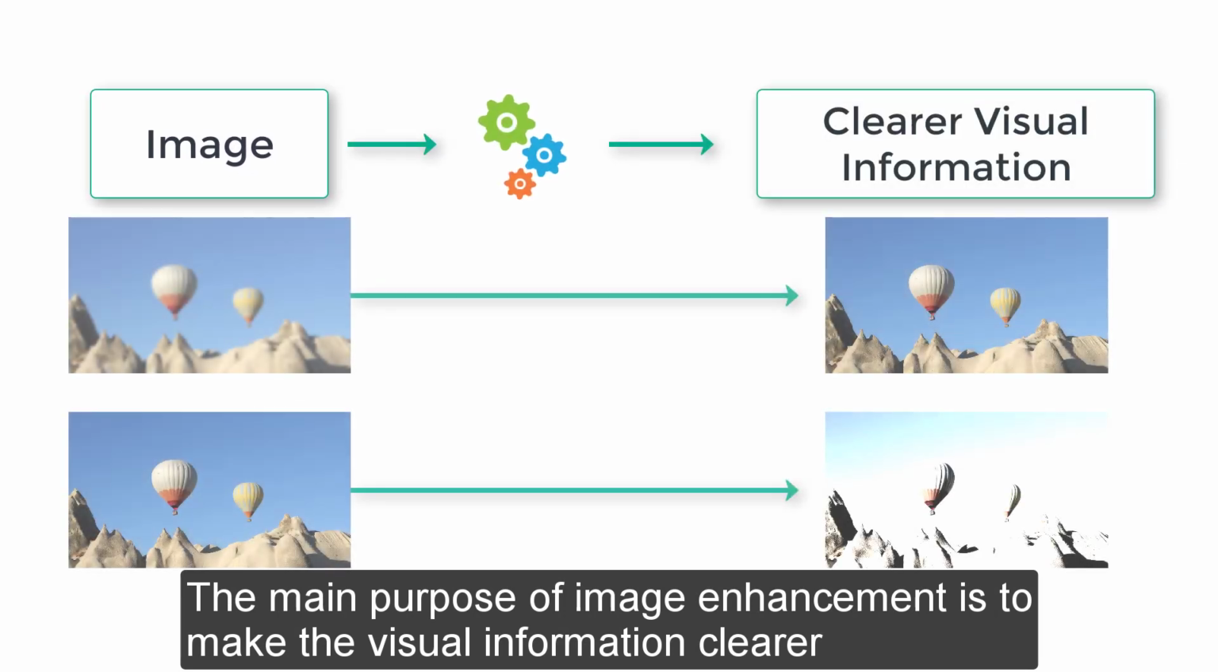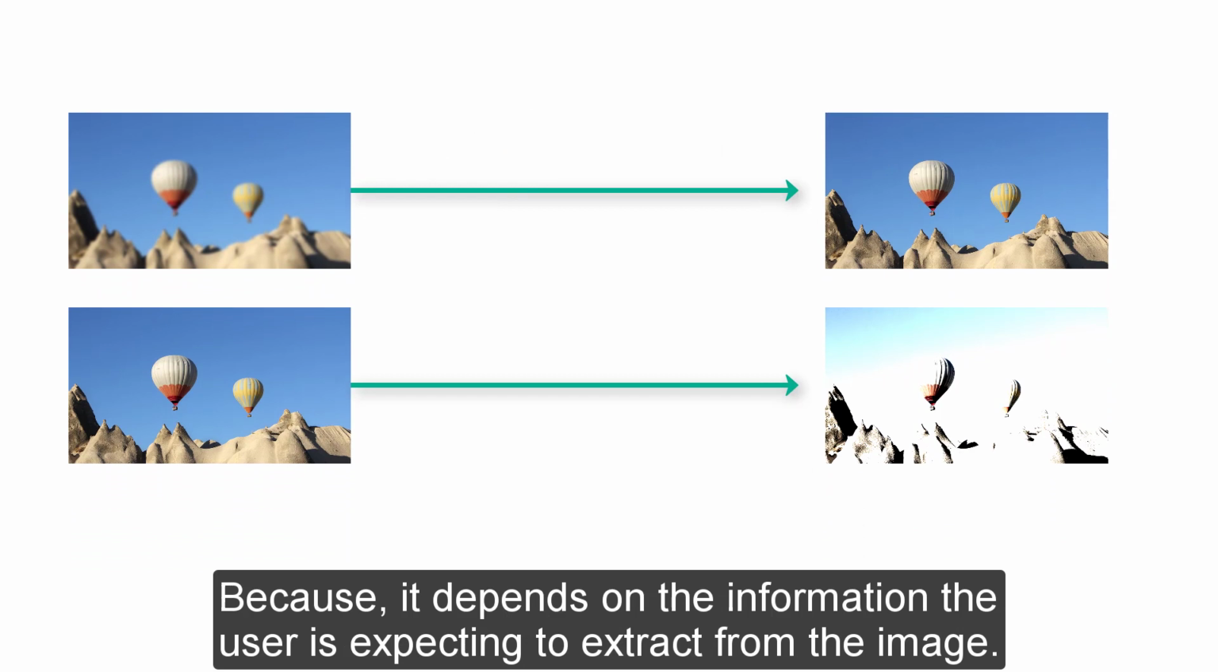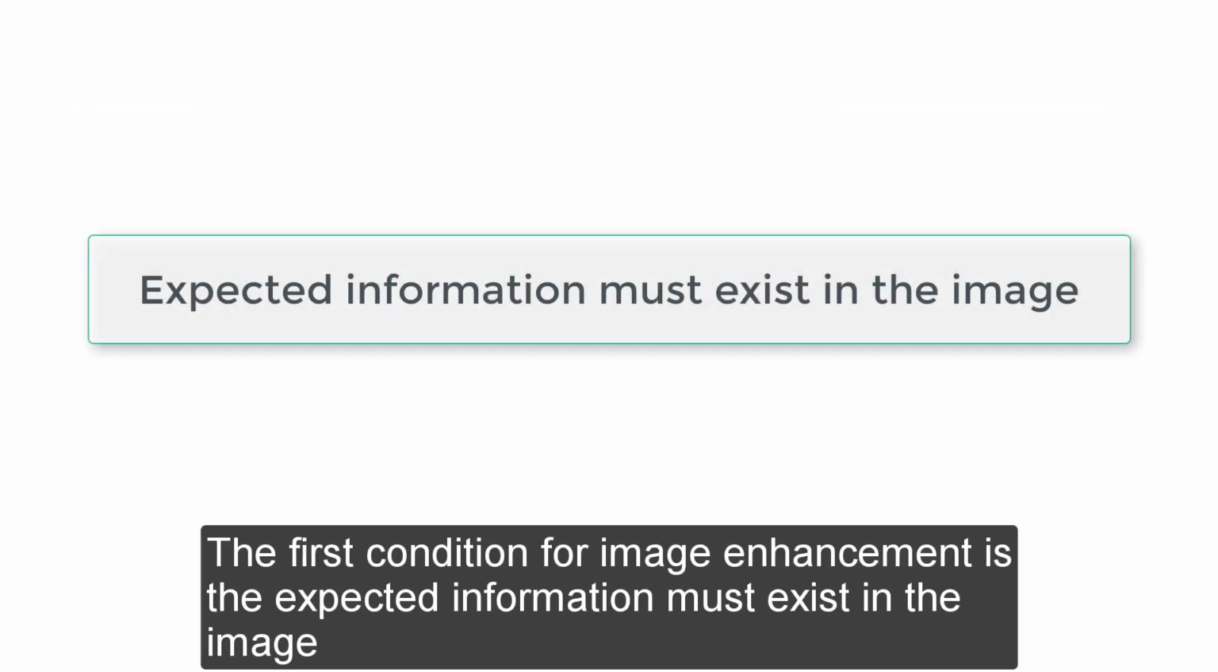The main purpose of image enhancement is to make the visual information clearer. That means image enhancement is subjective because it depends on the information the user is expecting to extract from the image. The first condition for image enhancement is the expected information must exist in the image.